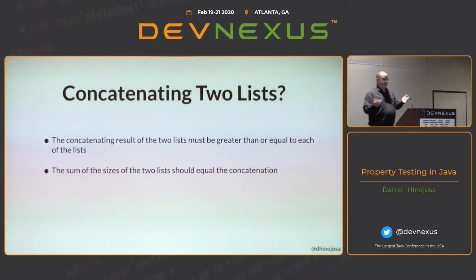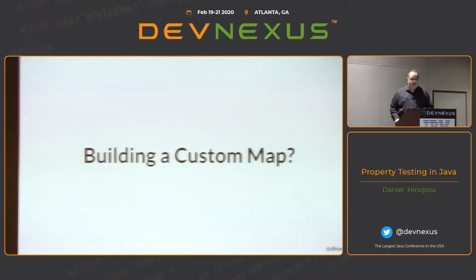That could pinch you. So the sum of the size of the two lists should be equal to the concatenation, or at least you should find that element within that concatenated list. That should always hold. That should be a property that you always see.